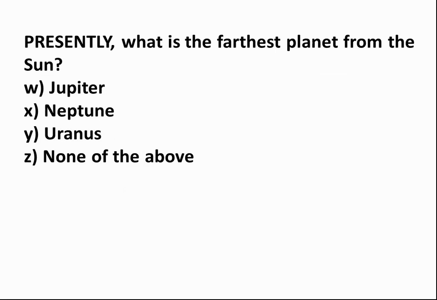Presently, what is the farthest planet from the Sun? W, Jupiter. X, Neptune. Y, Uranus. Z, none of the above. Answer, X, Neptune.